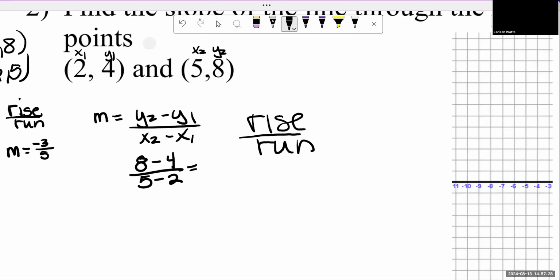So using the formula, we have 4 over 3 is the slope. Notice this is an improper fraction and we leave it. We never change slope to a mixed number. Okay, so that means from one point to the next, we went rise 4, run 3, which we could also see on the graph.